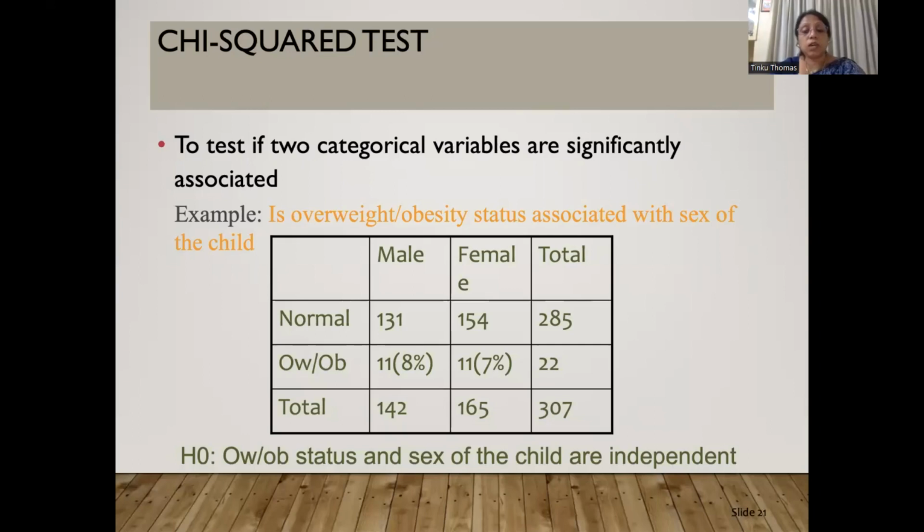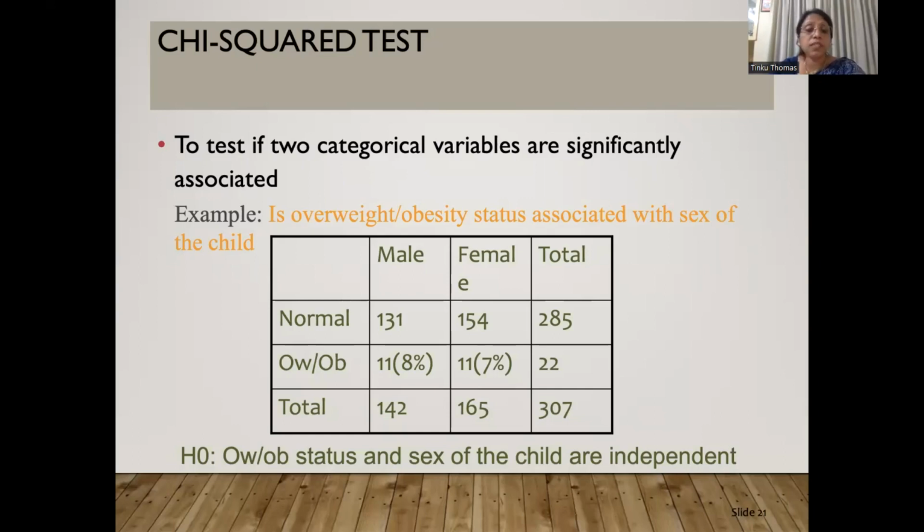So here, the null hypothesis is that the overweight status and sex of the child are independent. What does that mean? They are not associated with each other. And that is what we are going to examine using the data.